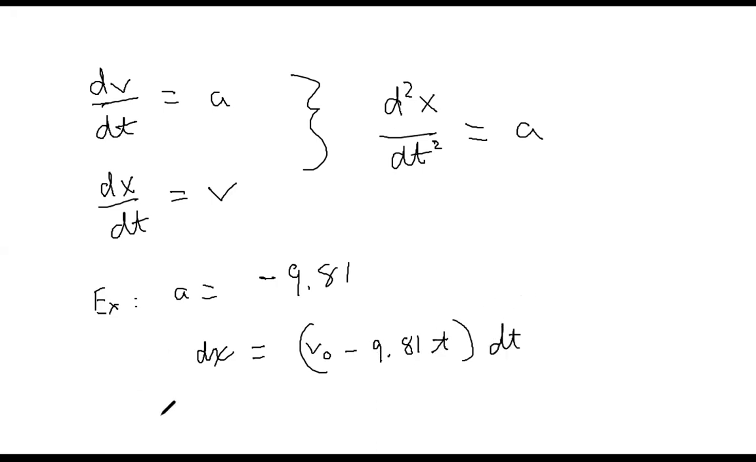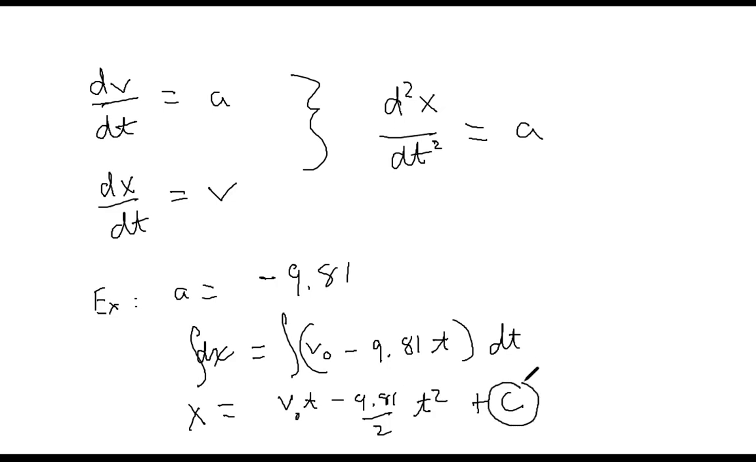dt, I could integrate it to find x equals v initial t minus 9.81 over 2 t squared plus c. That came from doing an integral on both sides. And that's what I get. And then this integration constant, that's nothing other than the initial value for x, called x naught.